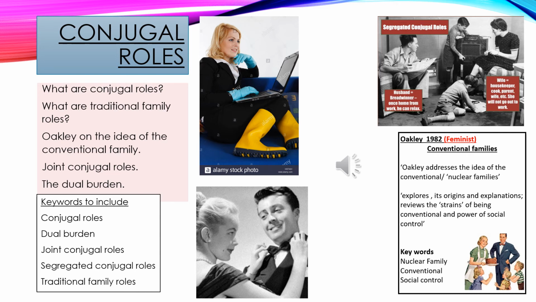It's quite hard really to see a Marxist perspective being an obvious one to go to in the exam. So I would really stick between the ideas of Oakley and her work on conventional families and housework and domestic labour, and what that means for men and women, and functionalist ideas, and make comparisons there.